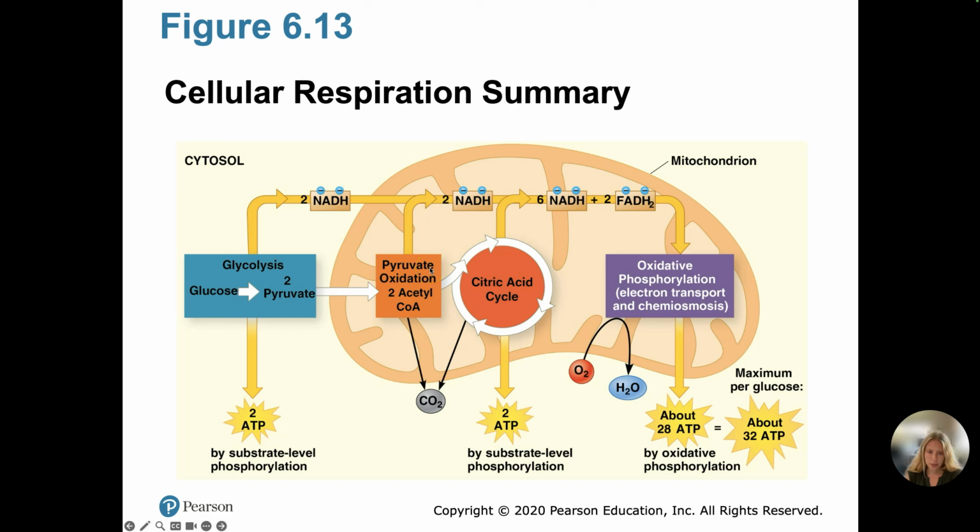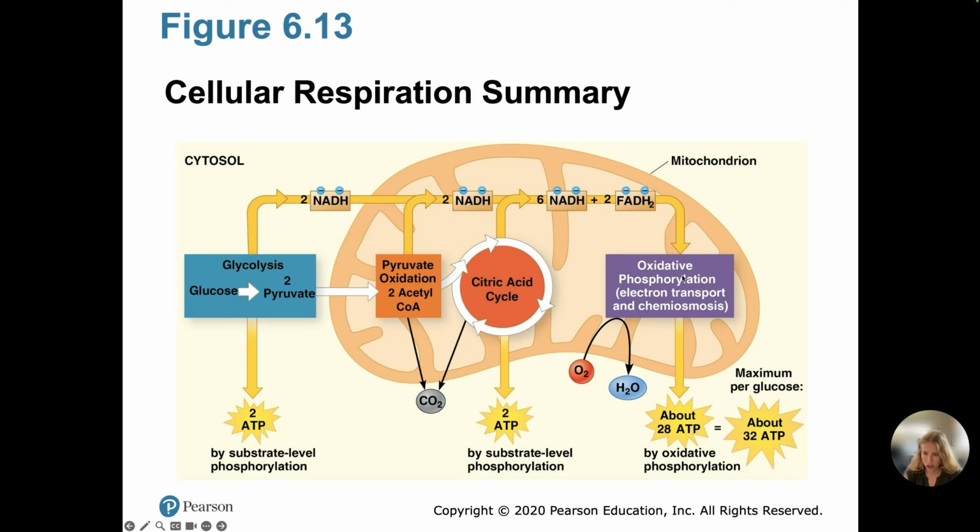In pyruvate oxidation, 2 NADH are produced that also get sent to the electron transport chain, and then CO2 is given off as a byproduct. In pyruvate oxidation, the 2 pyruvate molecules from glycolysis are the reactants, and then 2 acetyl-CoA molecules are the product. Those 2 acetyl-CoA molecules feed into the citric acid cycle. They're the reactants in the citric acid cycle. The citric acid cycle gives off 2 ATP by substrate level phosphorylation, and then 6 NADH and 2 FADH2, which carry their electrons to the electron transport chain.